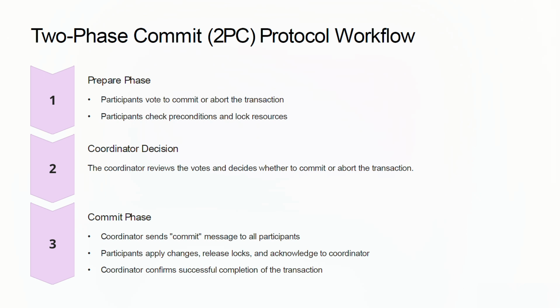This approach guarantees atomicity, meaning that the transaction is either fully executed or fully rolled back. This diagram illustrates how the protocol steps in to prevent any partial transaction, which is essential for maintaining the integrity of data across multiple nodes.